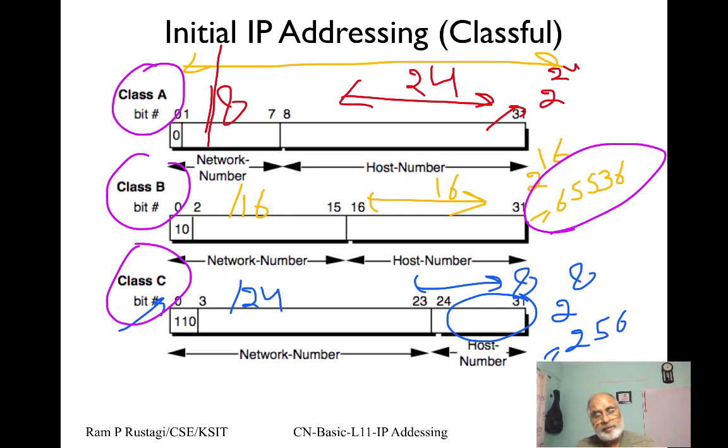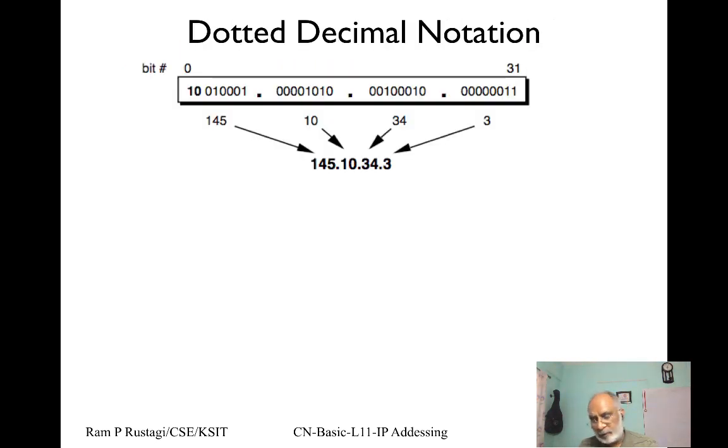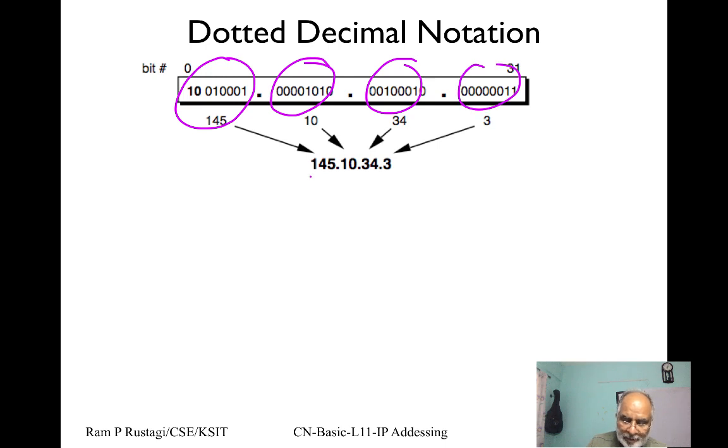It's not worthwhile, and hence the concept of classes is not being used today. What we use is dynamically adjusted: based on the number of machines you need, that many bits will be assigned to you and you use those. We already discussed that you take the IP address, take the values of 8 bits, write them in decimal form, separate them by a dot.